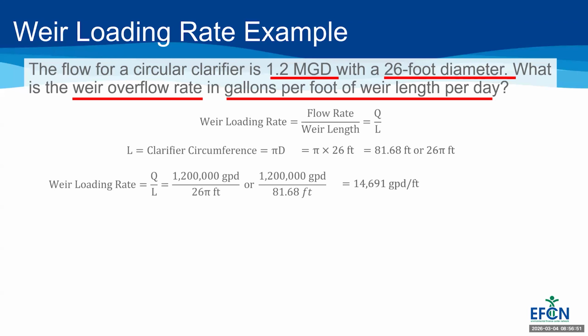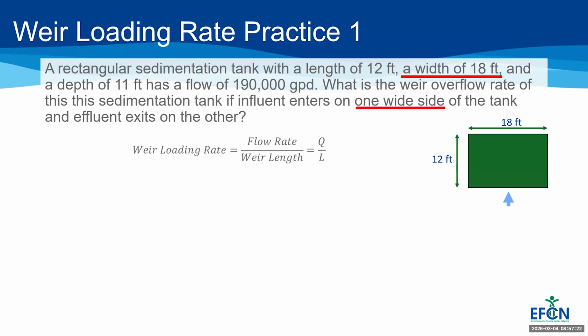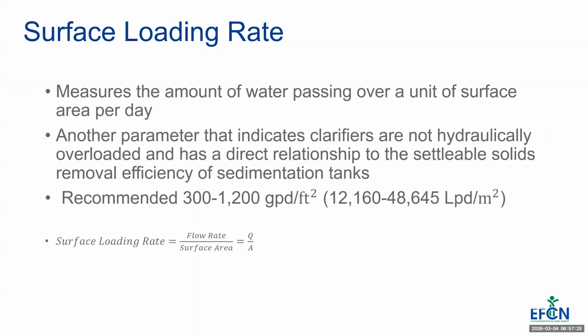We've got our flow rate, we've got our length, we do the math, and we get the answer, 14,691 gallons per day per foot. So we're going to round that approximately 14,700 gallons per day per foot. So for the sake of time, I will let you guys do these practice questions on your own, and you can see how they go. But the answers will be in the slides whenever you get them. So it walks through one at a time, and you can look at those.